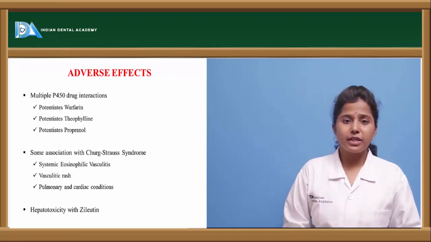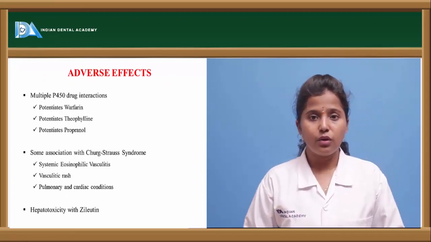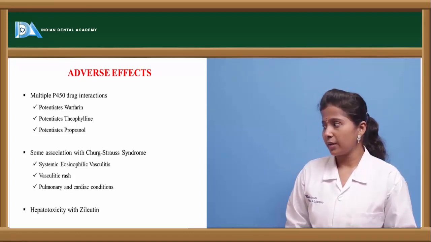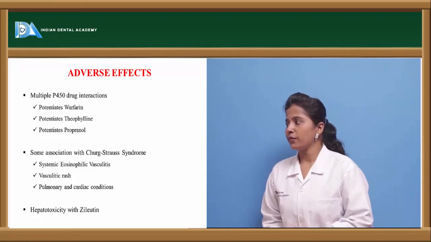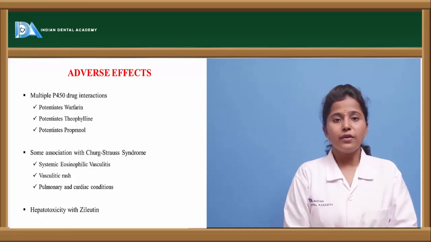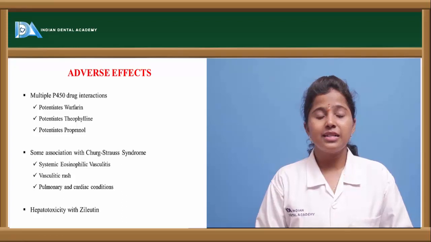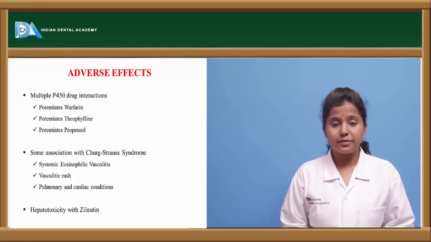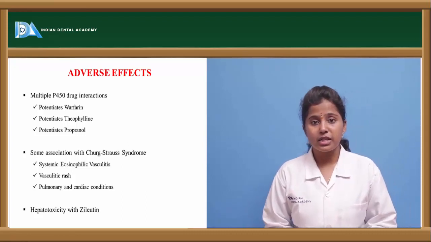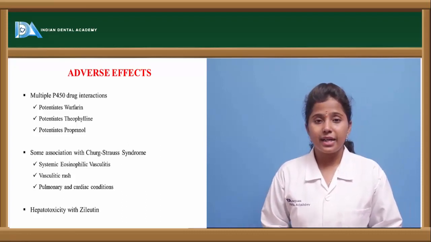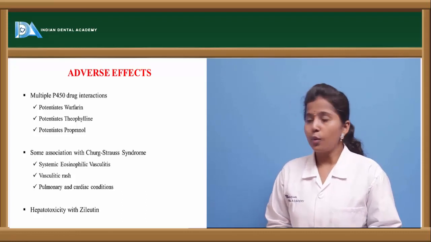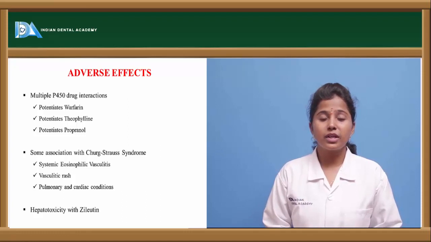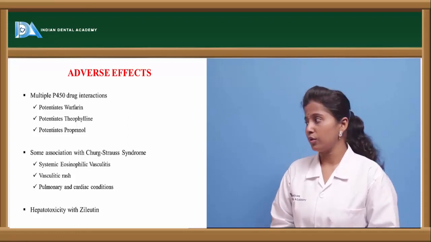What are the adverse effects of these drugs? If leukotrienes are released in the body, what adverse effects can we observe? Multiple P450 drug interactions. P450 is an enzyme found in the liver for metabolism. Cytochrome P450 enzymes are a kind of enzyme used in metabolism, and they are present in the liver. So multiple P450 drug interactions are observed. More drug interactions are observed because of these leukotrienes.